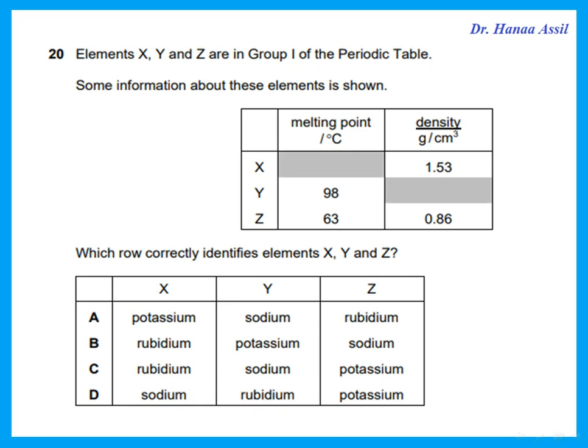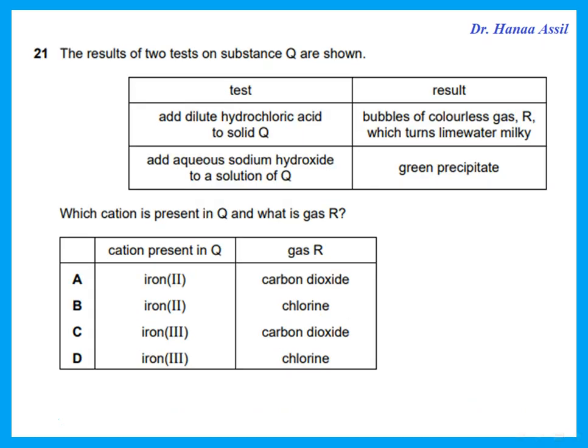Now density, as we go down, the density increases. So that means X is actually down in group 1. So which of these apply? So if you look at rubidium, we said X is at the bottom somewhere, so that is rubidium. Y would be sodium and Z is potassium.